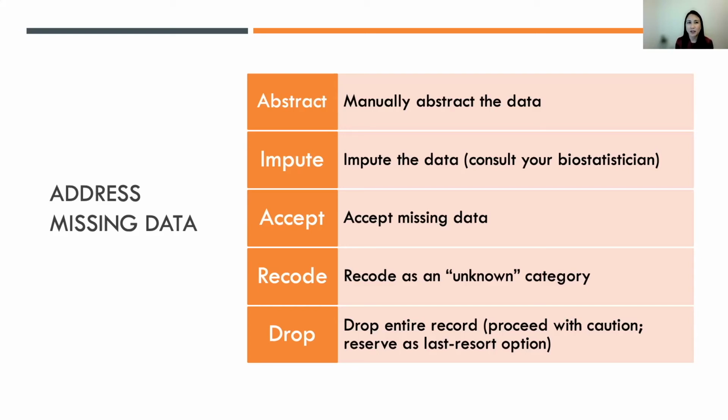But if it's something that is not as pertinent or necessary, then perhaps you could consider something like recoding it into an unknown category. You can accept that it's missing altogether. Other things include imputing and dropping, both of which I would say consult your biostatistician whenever you're considering doing that. Imputing is a little bit more difficult of a step to do.